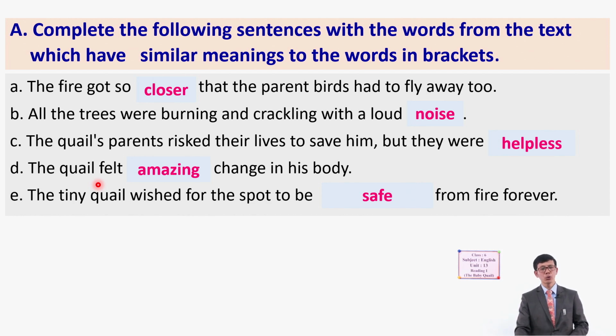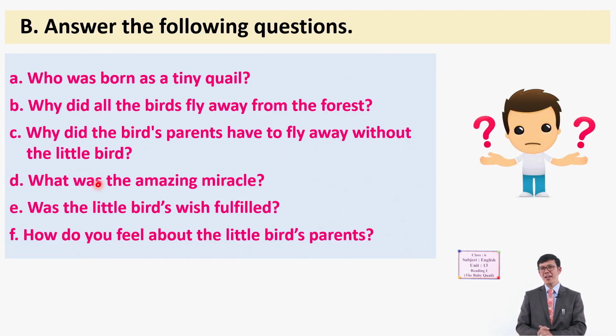Now here we go to the comprehension questions exercise. Let's see some of the questions here. We'll quickly read the text and try to find the answers to these questions. First question, who was born as a tiny quail? Second question, why did all the birds fly away from the forest? Why did the bird's parents have to fly away without the little bird? What was the amazing miracle? Was the little bird's wish fulfilled? And how do you feel about the little bird's parents?